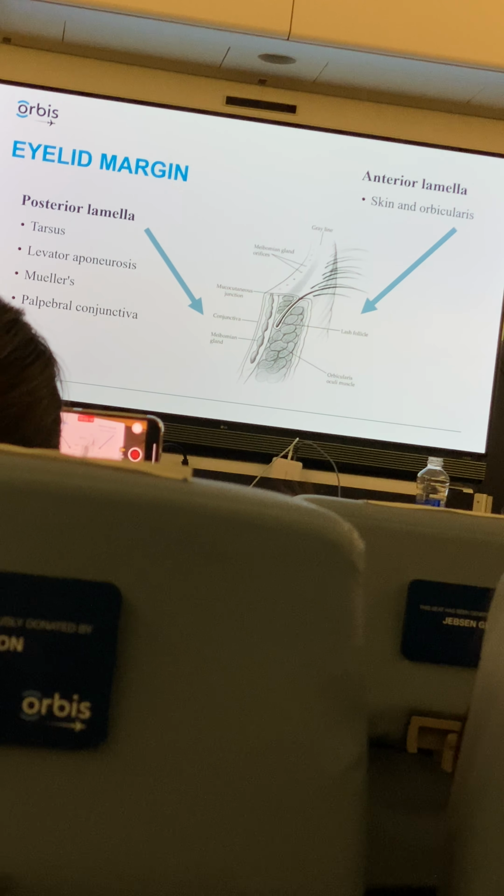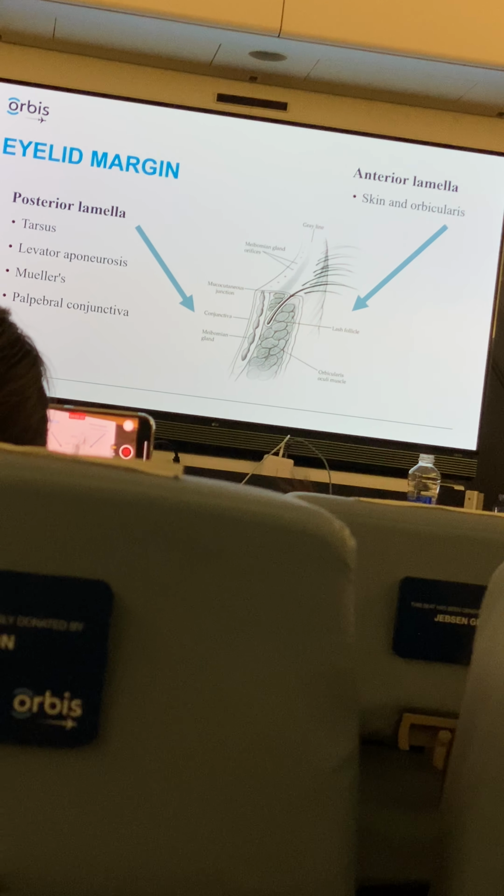Your anterior layer is your skin and your orbicularis muscle.